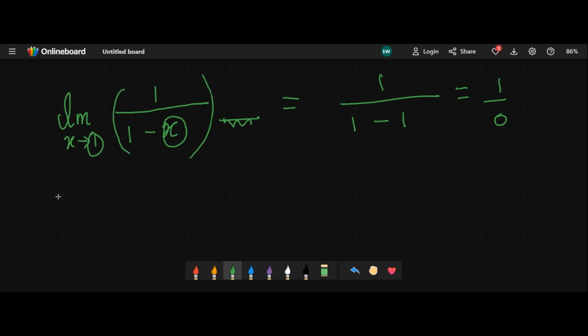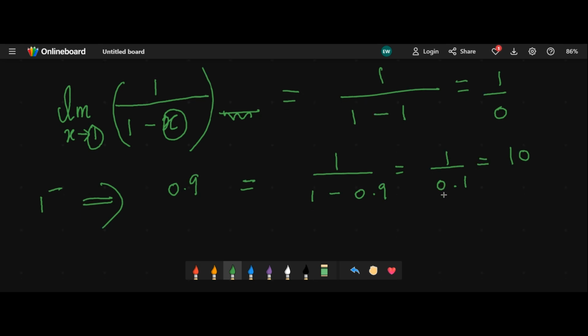So what can we do? What we will do is take 1 minus. It means we will substitute values which are very close to 1 but a little less. Okay, right. We'll take 0.9. So it will be 1 divided by 1 minus 0.9. So it will be 1 divided by 0.1. So it will be 10.